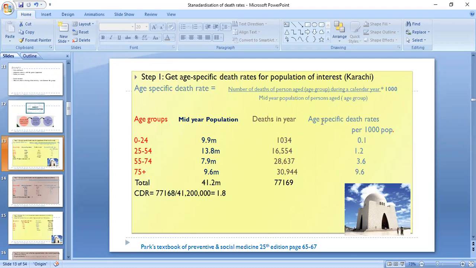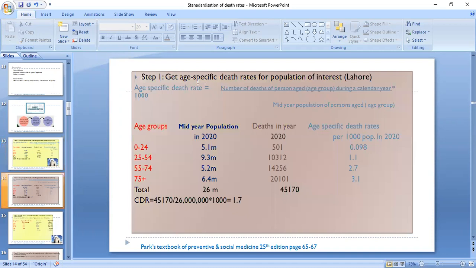So we will get the age specific death rates per thousand population if we take the number of deaths in the year, like 1034, in the numerator, divide it by 9.9 million in the denominator, and multiply it by 1000. Then we will get the age specific death rate per thousand population. We will calculate the age specific death rate for all the age categories. Then there is another example of Lahore.